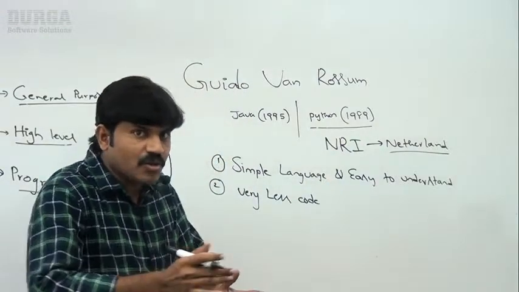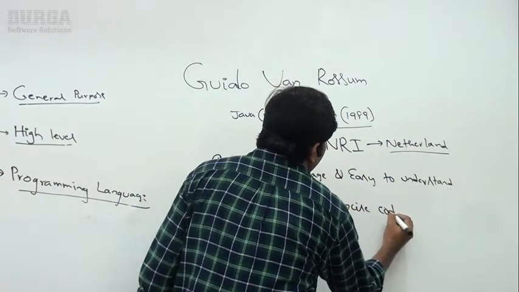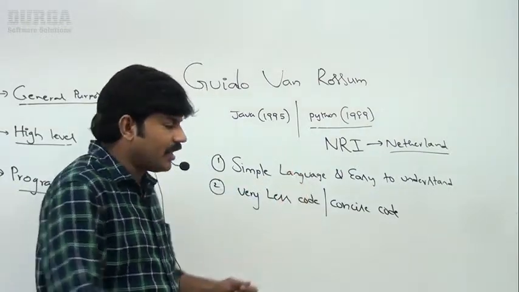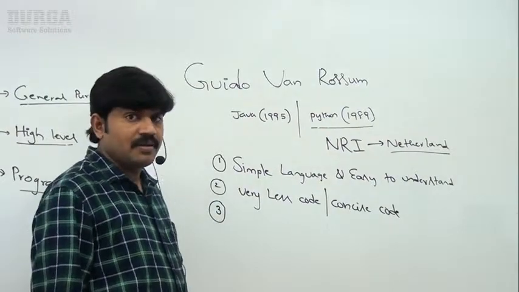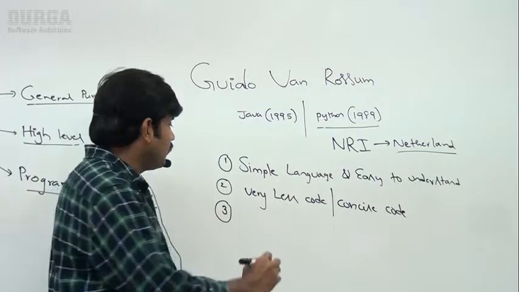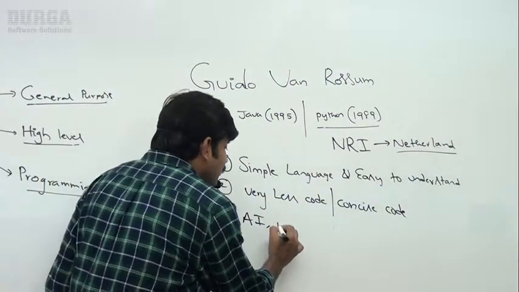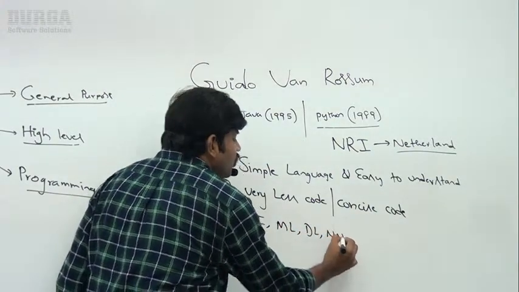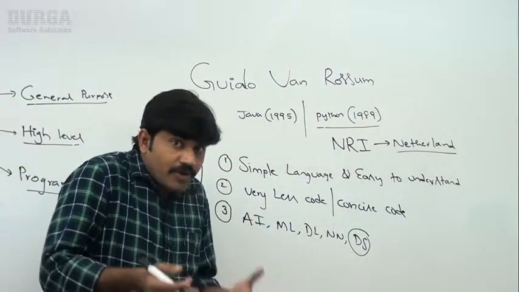Very less code is also known as concise code. I want concise code. Okay, next third one, sir, very important. These days everyone talks about artificial intelligence, machine learning, deep learning, neural networks, data science, data analysis.